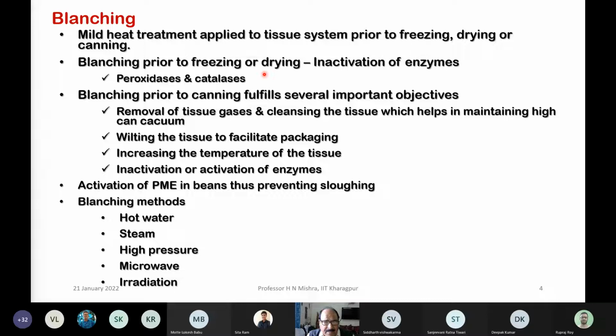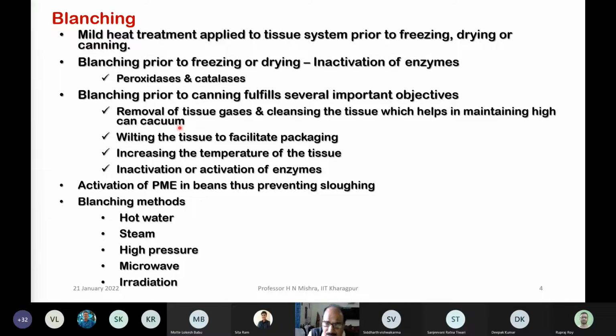All right. Then blanching prior to canning fulfills several important objectives, and a few of them. Number one, removal of tissue gases and cleansing the tissue, which helps in maintaining high can vacuum. Okay, that is one. Let me explain that.